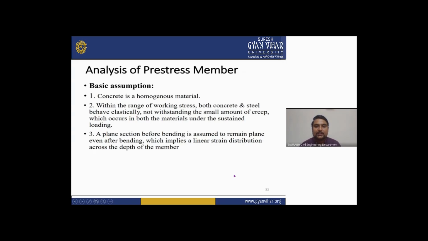Now we will see the analysis of a prestressed member and what the basic assumptions are. First, we have to assume concrete is a homogeneous material. Second, within the range of working stress, both concrete and steel behave elastically, notwithstanding a small amount of creep which occurs in both materials under sustained loading.